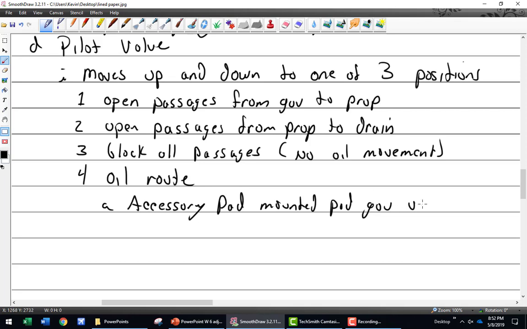Gov uses an external line. Accessory pad. I'm going to change this up. Accessory case. Accessory case mounted pad. Now mounted pad. Governor. Now we're being specific, talking about the back of the engine. And anybody remember which manufacturer tends to use that? All right. So accessory case pad mounted governor uses an external oil line to the prop.